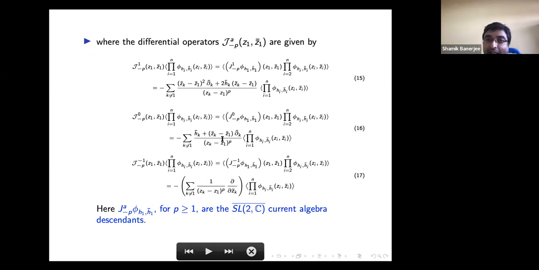So this is standard manipulation in two-dimensional conformal field theory. Now, we can see that this is JA minus P for P greater than or equal to 1. So JA minus P acting on this phi H1 bar, those are the SL2C bar descendants of the phi's. Okay.